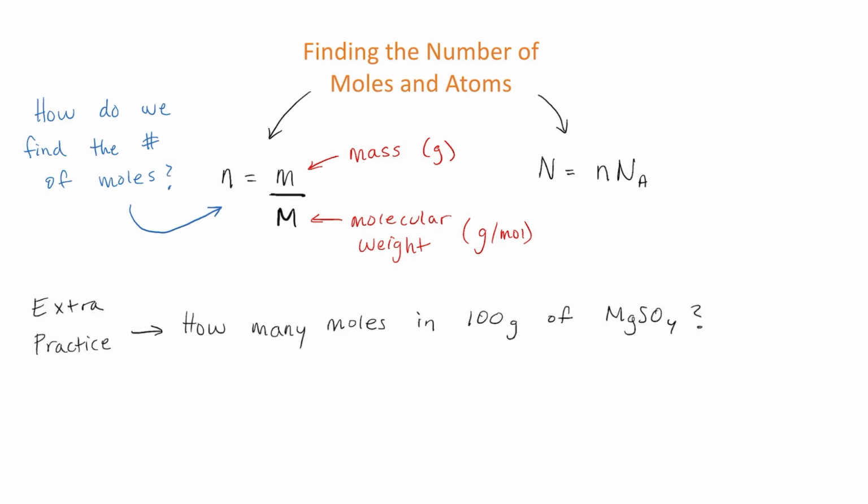And now here's a little extra practice for you. How many moles are in 100 grams of magnesium sulfate? Use what you learned and use the mole equation, and hopefully you get the same answer as me, which is 0.831.